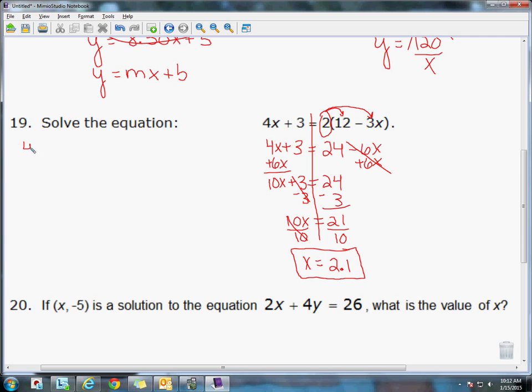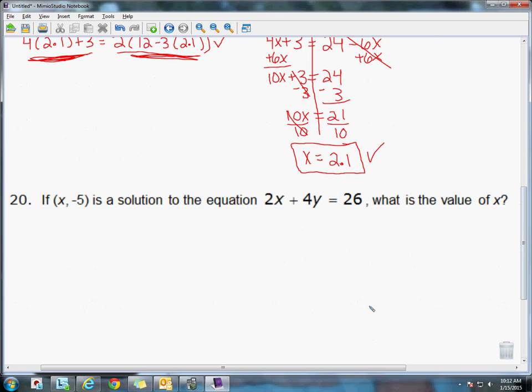So you would type in 4 times 2.1 plus 3. That will give you a number, and whatever answer that is, it's going to equal 2 times 12 minus 3 times that 2.1. So when you type this part in, that's going to give you the same answer as if you were to type this part in. Since those two came out to be the same, that's how you know that your answer here is correct. Make sure you check your answer on your test.